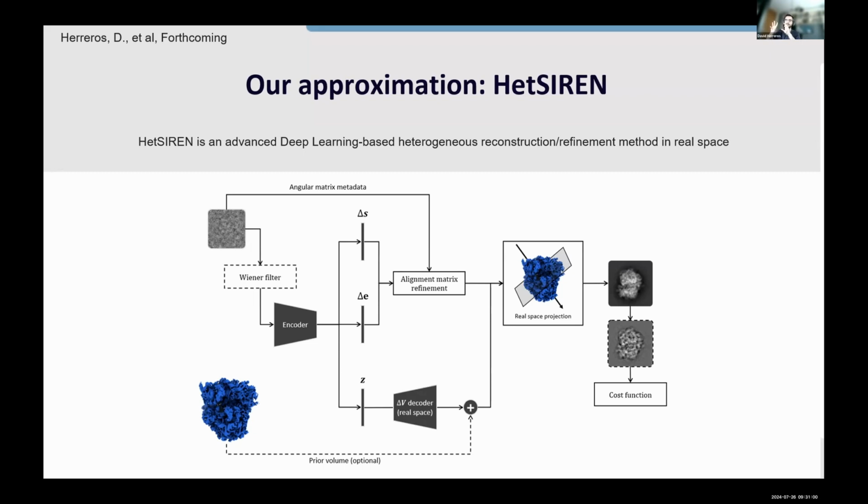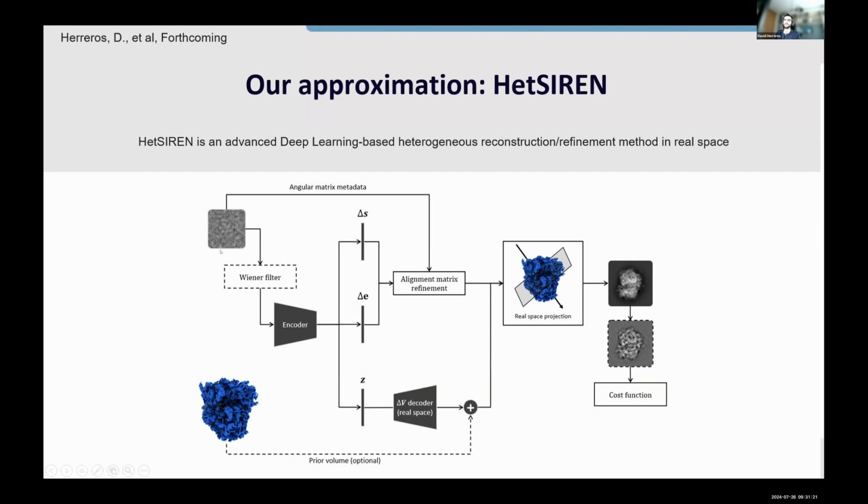Of course, having an output that is exactly the same as the input wouldn't be useful. It could be useful for some other applications, but not for this one. But we can try to modify the network to get an output that is keeping some properties of the input, but is also trying to improve some other characteristics that we are interested in. So how are we doing this in HetSIREN?